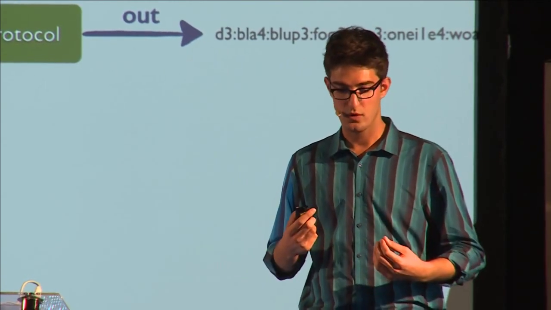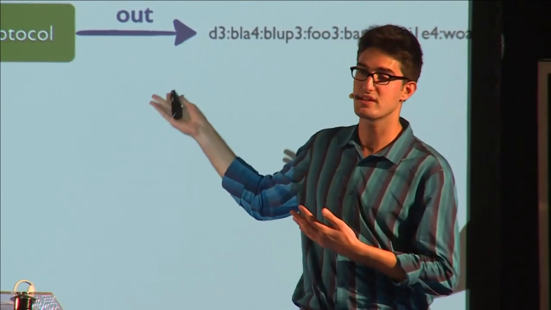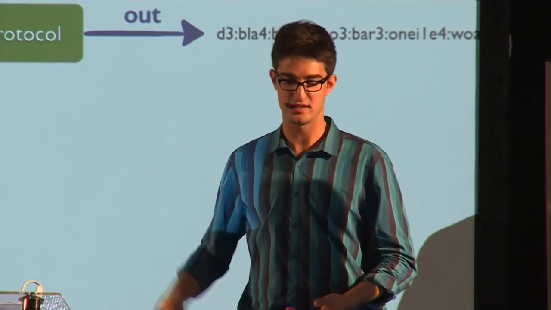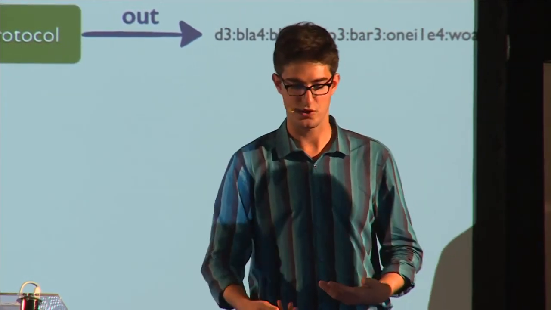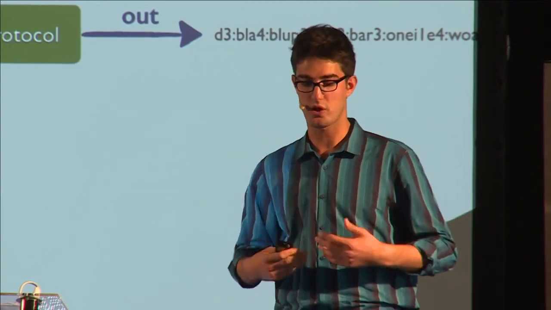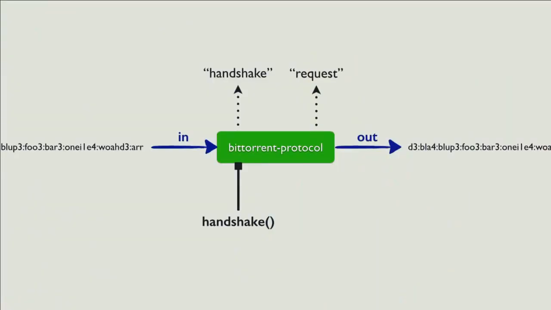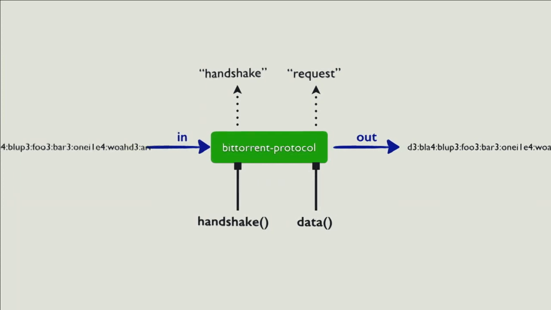Now, we can respond to these events by calling methods on an instance of this object. So you do that by, for example, calling handshake. If you get a handshake event, you want to call handshake in return to basically return the handshake. Similarly, if we get a request event, we want to reply by calling data, saying here's the data for you. And the module takes care of producing the correct Bencoded output for you.